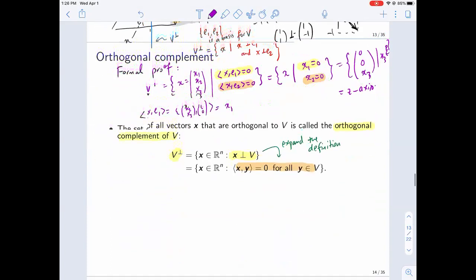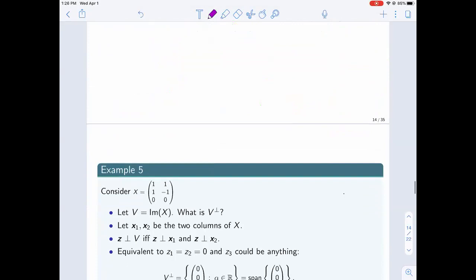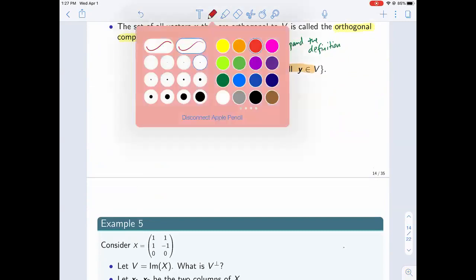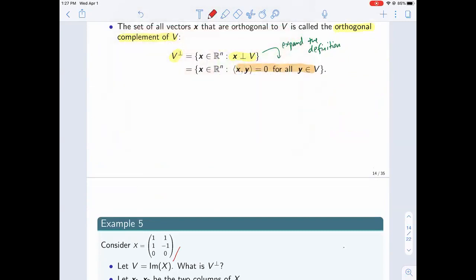Okay, so that's the orthogonal complement, which is very important. Here's another example. We have x is 1, 1, 1, negative 1. So what is the image of this? Anyone remembers? If V is the image of x, so V is equal to, did we do that? V is the xy plane. Yes, V is the xy plane. So what is the V perp then?